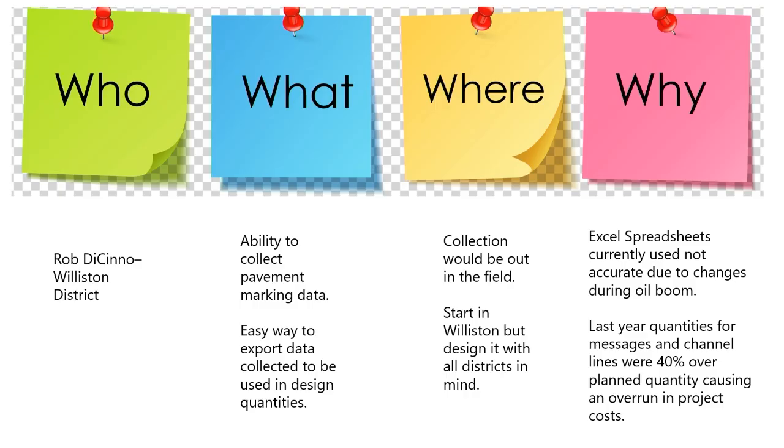So where are we going to use this application? We're going to use it out in the field. And we plan to start in Williston, but when Rob and I were working on this, we did keep all districts in mind to hopefully want to use it as well. So, why are we doing this? Because currently this data is in Excel spreadsheets, and they are not always accurate due to so many changes in the Williston district during the oil boom. An example is last year, quantities for messages and channel lines were 40% over planned quantities, causing an overrun in project costs. So we want to try to avoid that.